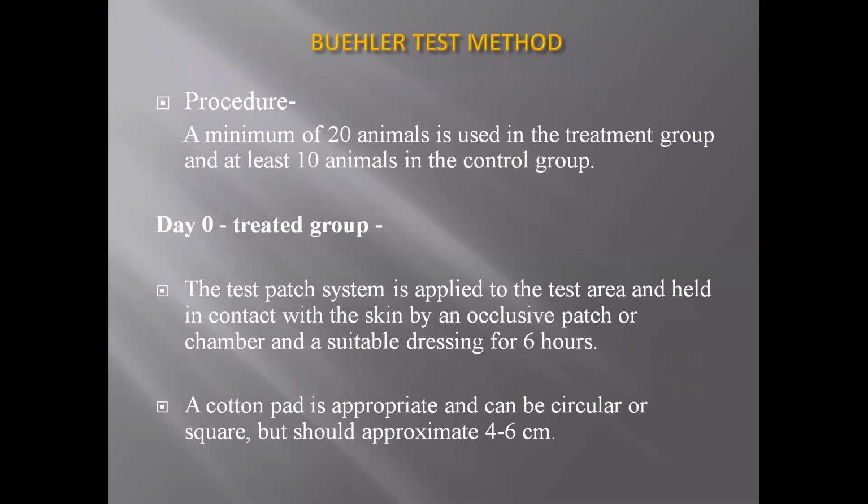Then coming to the second test, that is the Buehler test method. It is a non-adjuvant test, and here coming to the procedure. Here also a minimum of 20 animals are used in the treatment group and at least 10 animals are used in the control group.